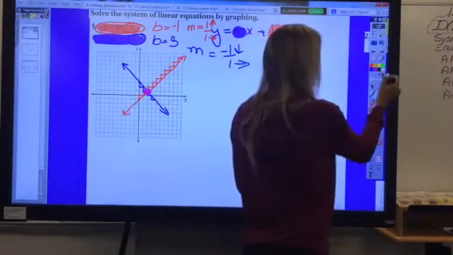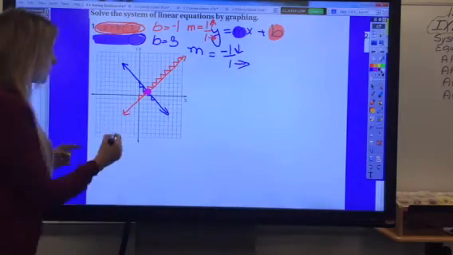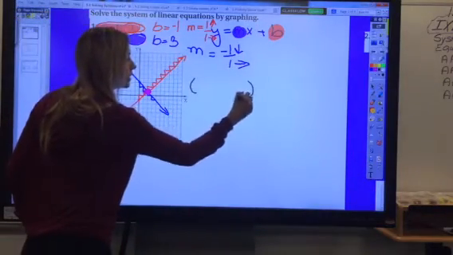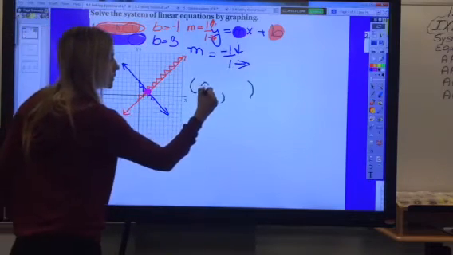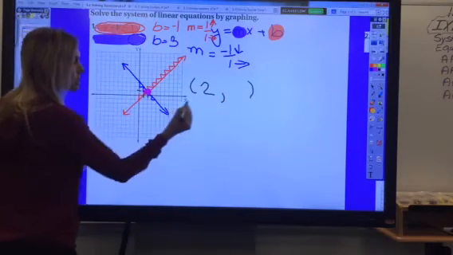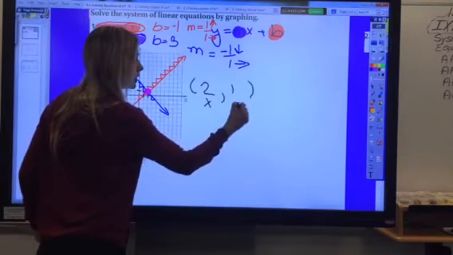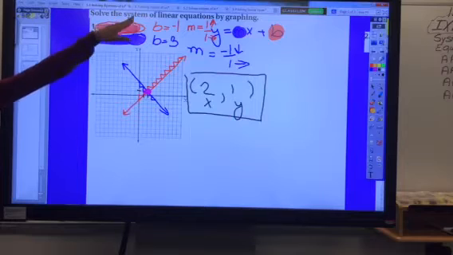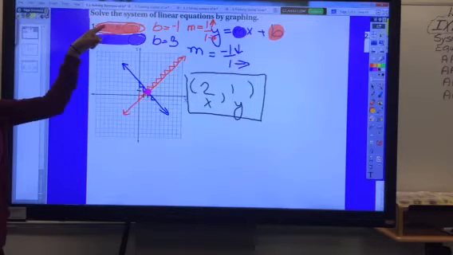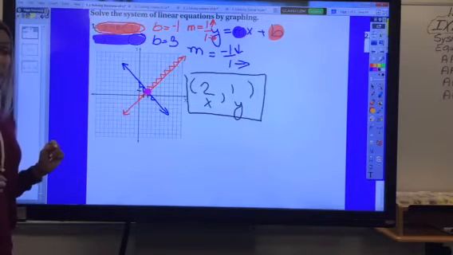So what is the solution to the system? Well, let's see. It's going to be on x-axis 1, 2. And on the y-axis, it's 1. Remember, ordered pair, right? X and y. This is the solution to the system of linear equations of these two by graphing.